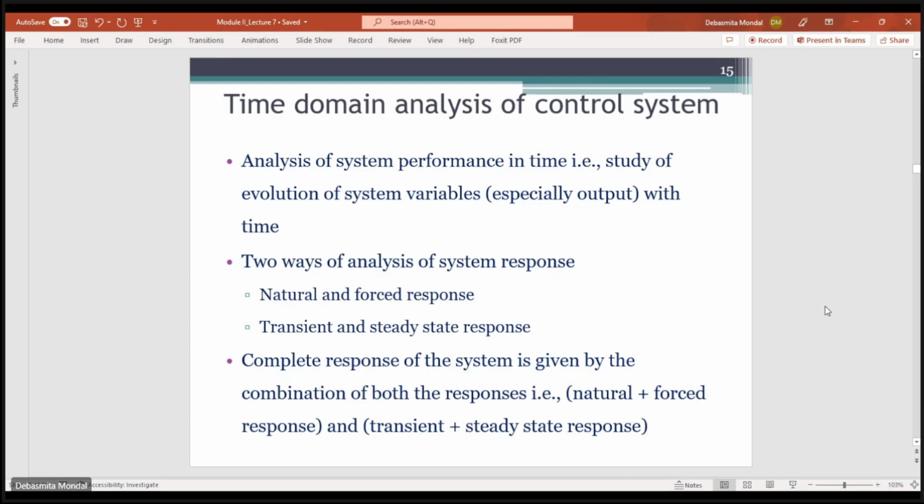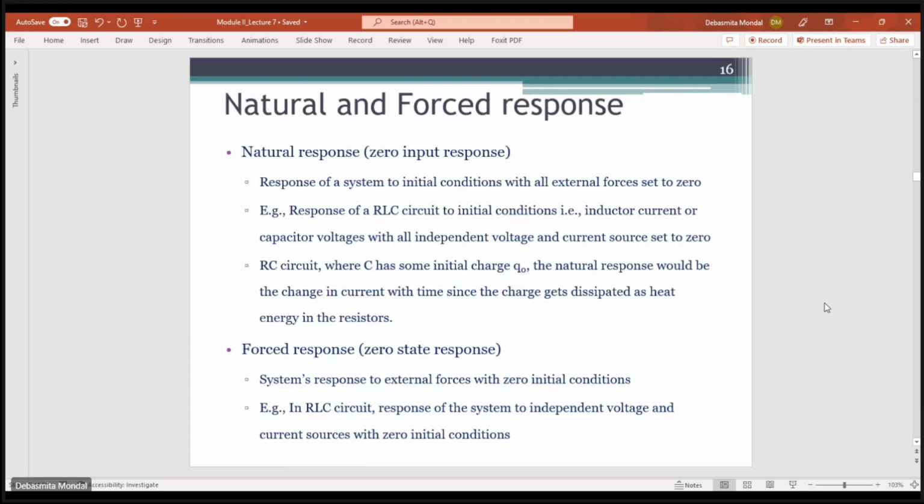The overall or complete response of the system is given by a combination of both. If you know the natural and the forced response, the combination of those two, or the transient and the steady state response combined together, will give you the overall time domain response of the system. Okay, so let's see the definition of the natural response. Natural response basically means the response of the system with only initial conditions present and with all the external forces set to 0.